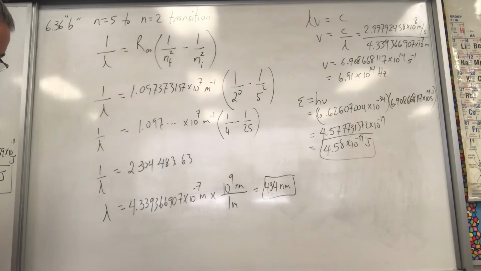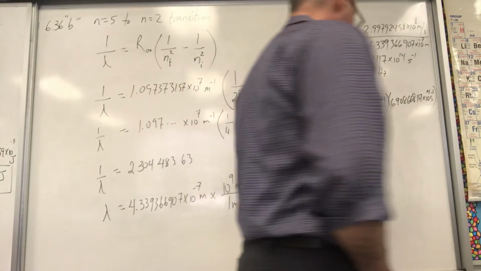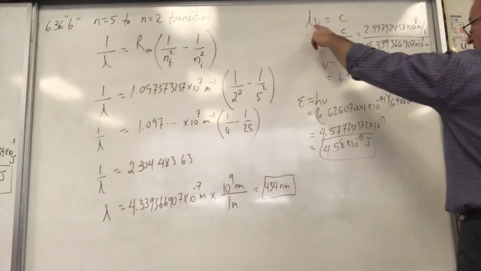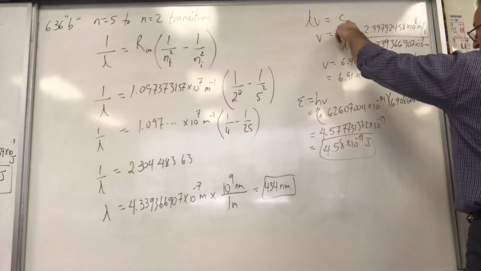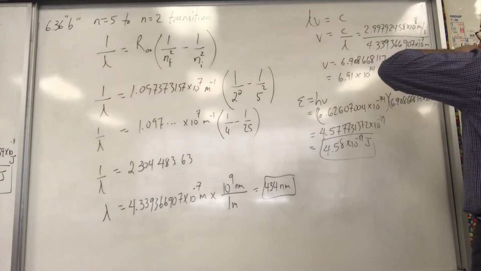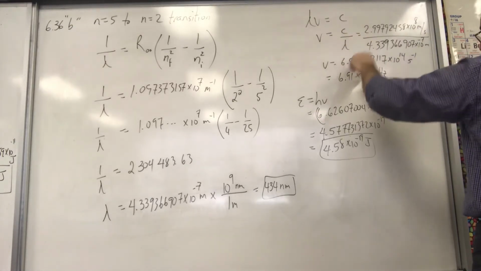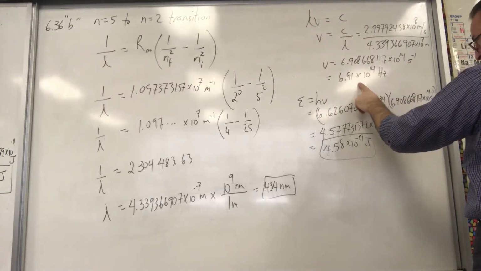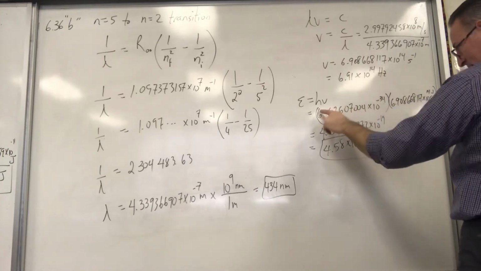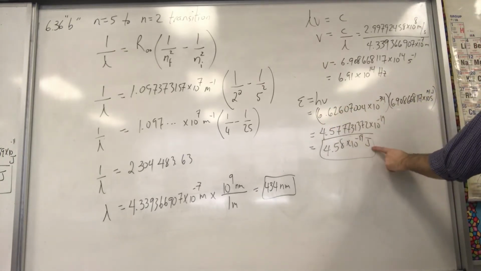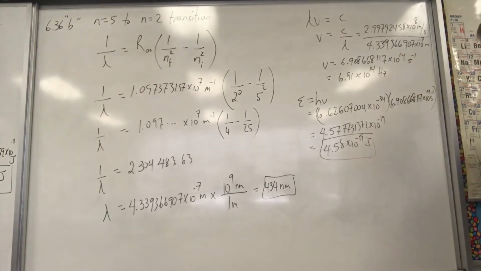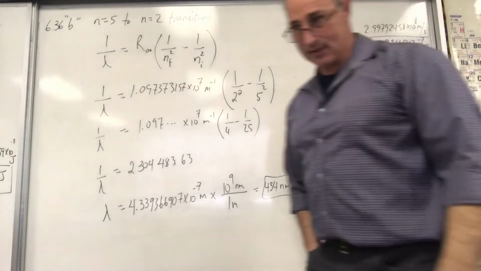It corresponds to a violet, probably violet or indigo photon of light. And then we found out its frequency. We know the lambda. We know the speed of light. So we isolated for frequency. Here we have frequency. I rounded it to 3 significant figures, plugged it into the Planck equation to find the energy of 1 photon of this light. You get 4.58 times 10 to the negative 19.